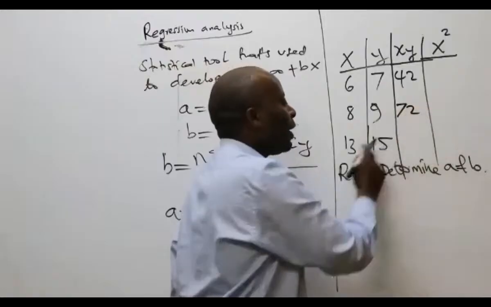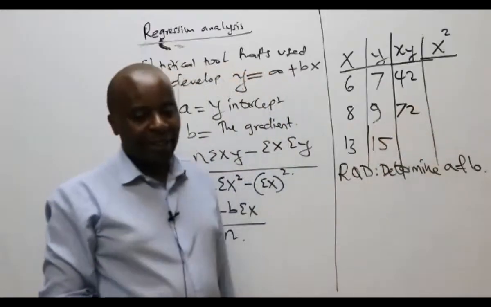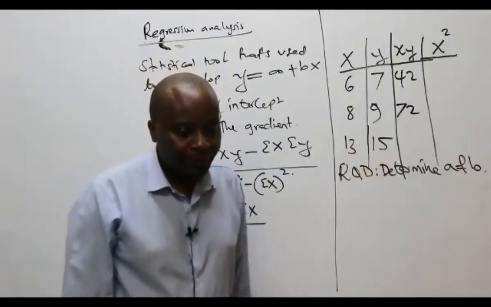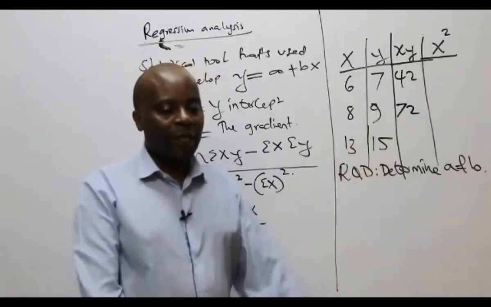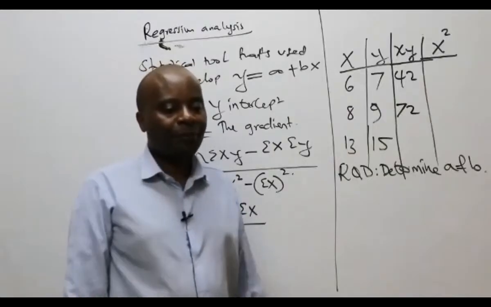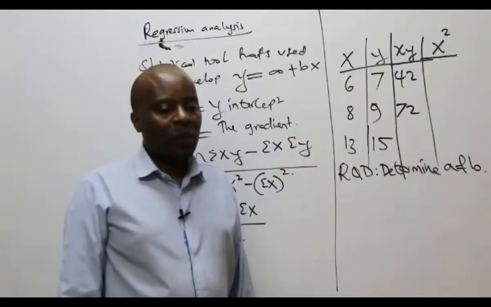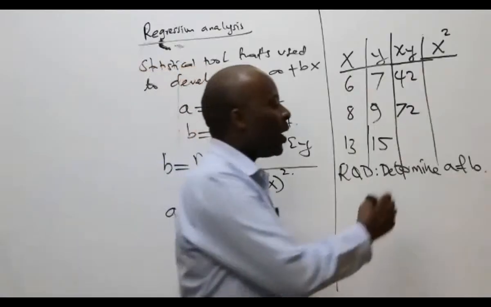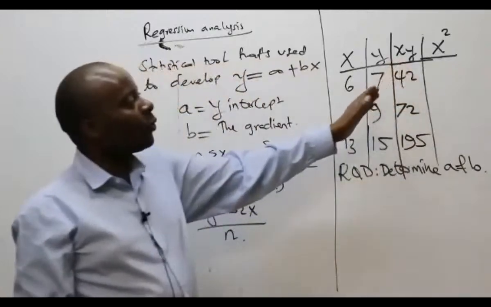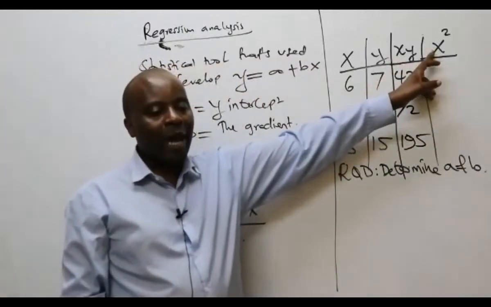72. This one for sure I don't know. The third one I don't know. 13 times 15 gives me what figure? Brian says 195. Once I do this column, I know that the next column is all about squaring x.